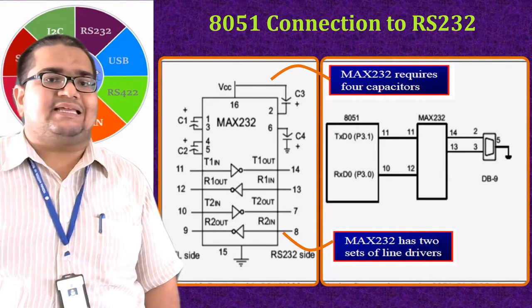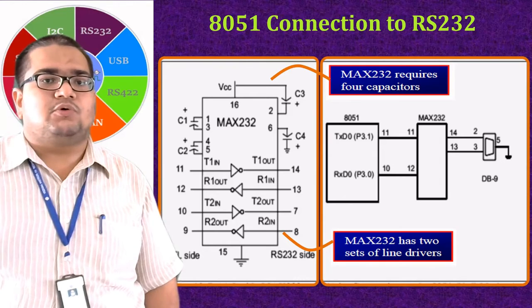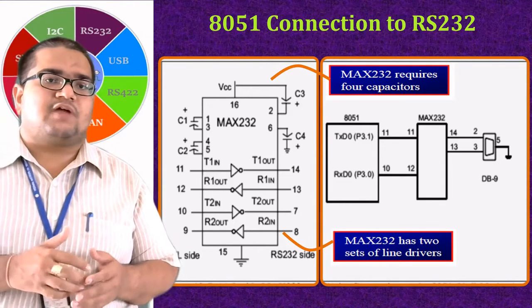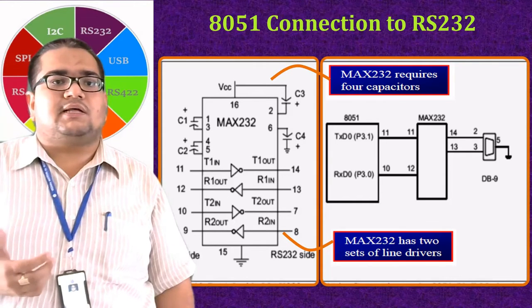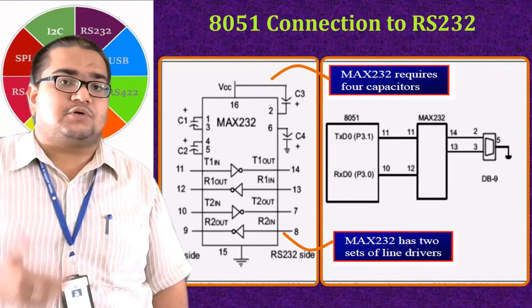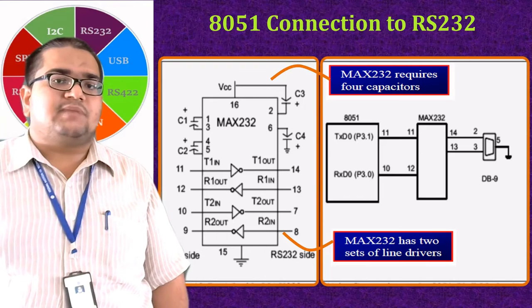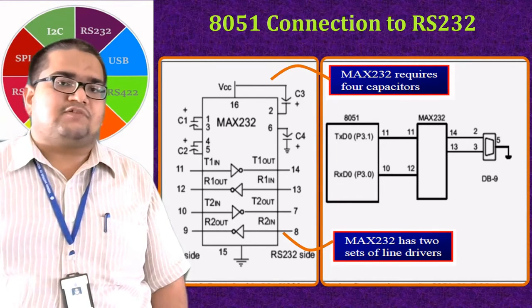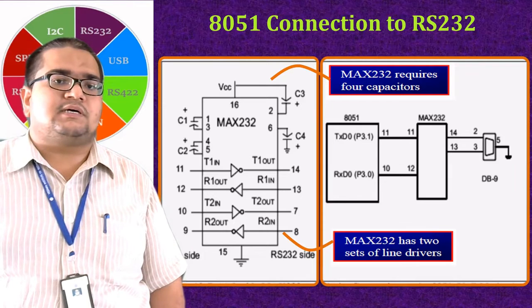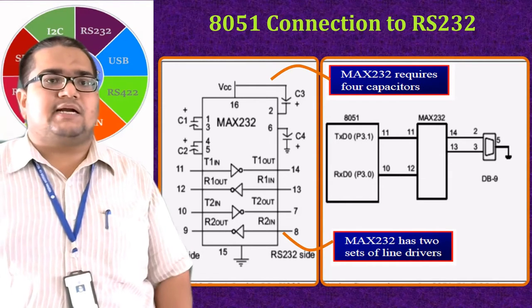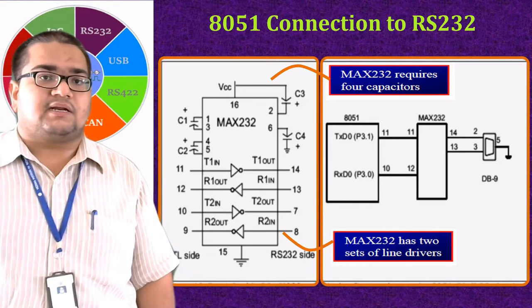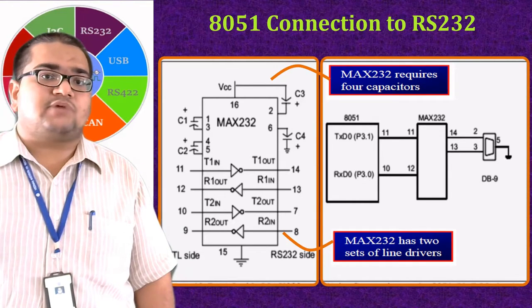Pin number 11 is T in and pin number 14 is T out. So it will take the TTL logic coming from the TXD of the 8051 and translate it into the logic levels of RS-232 at pin number 14. Similarly, pins number 12 and 13 will do it for the RXD pin of the 8051. So this is how RS-232 is connected and interfaced with the 8051 using this MAX 232 as a mediator. But there is a problem with this MAX 232 on board.